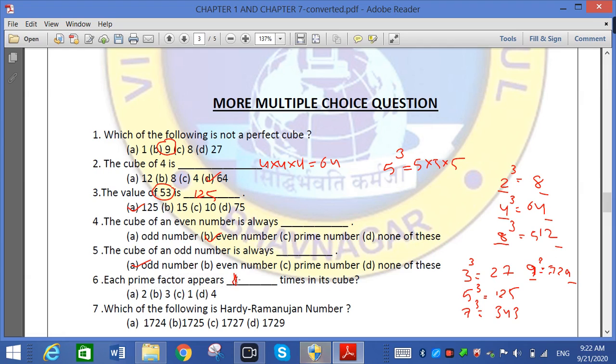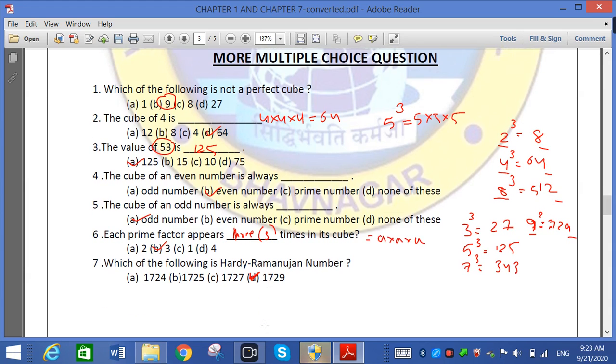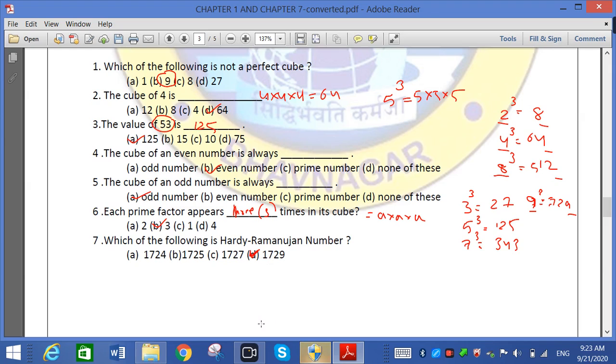3 times. So here is the answer. Why can we say 3 times? Because cube means A multiplied by A multiplied by A. Question number 7: Hardy Ramanujan number, on the first page. If you open the textbook of chapter 7, on the first page it is the Hardy Ramanujan number. So I think we have completed these 7. Now we go to the next page.